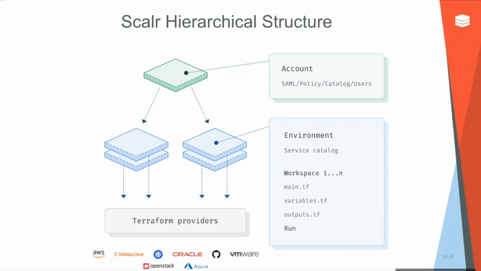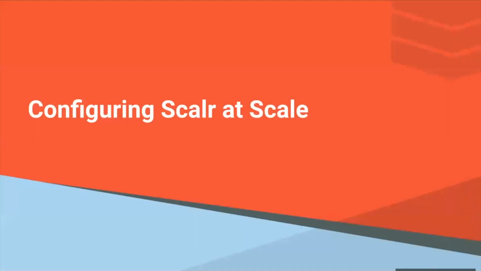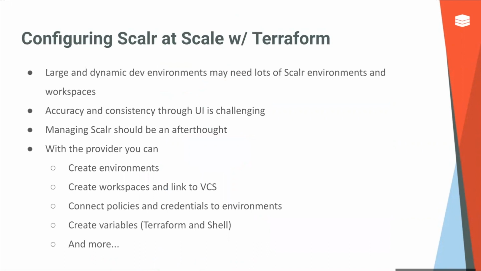Now, while this is great, a lot of people come to us and say, love the hierarchical structure, but how do I do this at scale? I don't want to go through it and do a lot of clicking. I don't want to do manual setup. Going through the UI is not exactly what we're looking for. After all, we're trying to get to a GitOps approach, or we're trying to do infrastructure as code. So why shouldn't we do this as code as well? And we agree. So managing Scalr should really be an afterthought in this case.